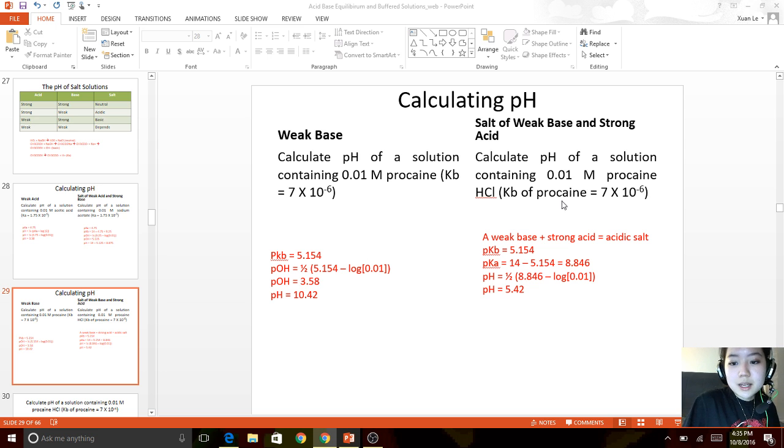Alright, so remember that procaine was weakly basic, so it's going to react with a strong acid in order to create an acidic salt. So we can't use Kb, we need the pKa. So first we're going to convert Kb into pKb, which again is just negative log of this number, and that's going to give us 5.154. And to get the pKa, we're going to subtract this number from 14, giving us 8.846. And then plugging in all those numbers, we're going to eventually multiply everything out and get 5.42.